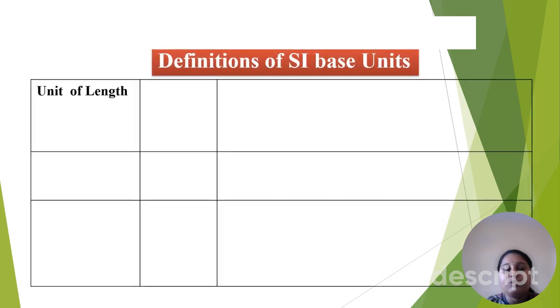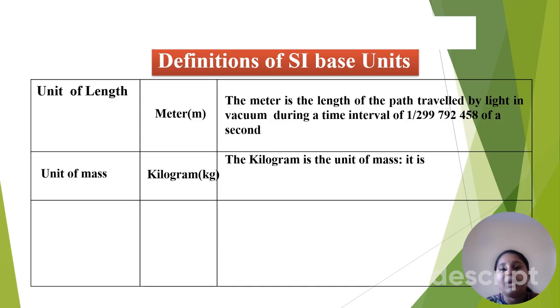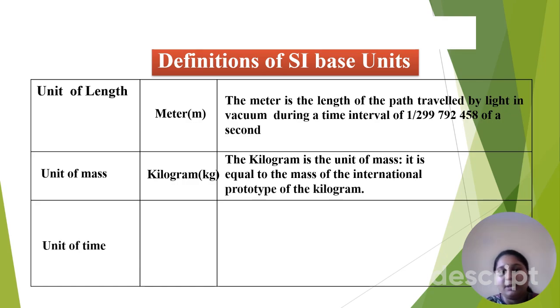So definitions, we have to study about these physical quantities. Unit of length, how is it defined? It is meter. The meter is the length of the path travelled by light in vacuum during a time interval of 1 by 2,99,79,2458 of a second. Unit of mass is kilogram. The kilogram is the unit of mass. It is equal to the mass of the international prototype of the kilogram.